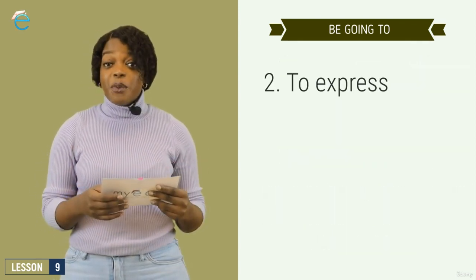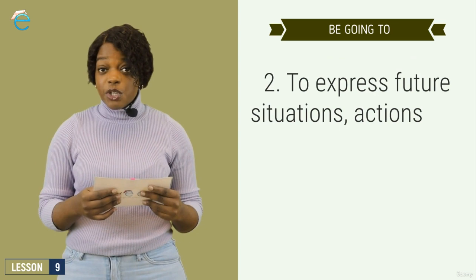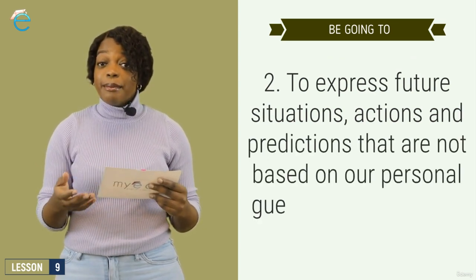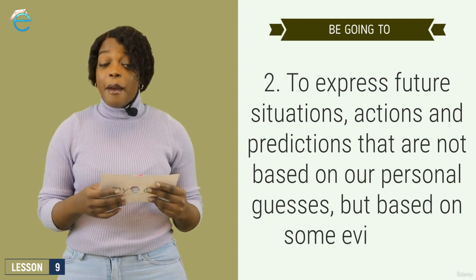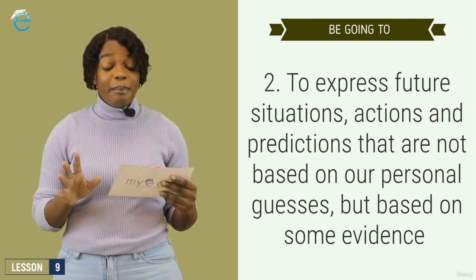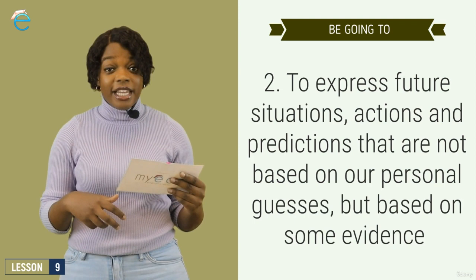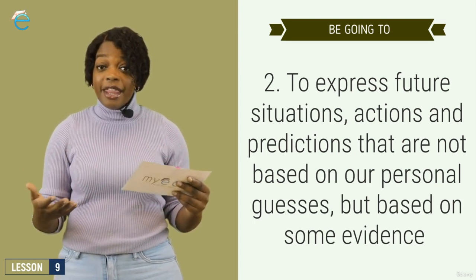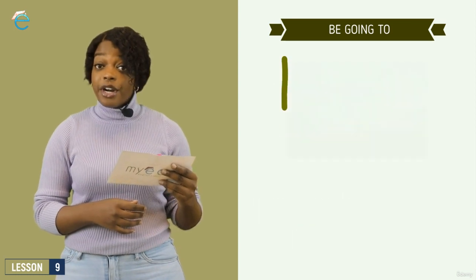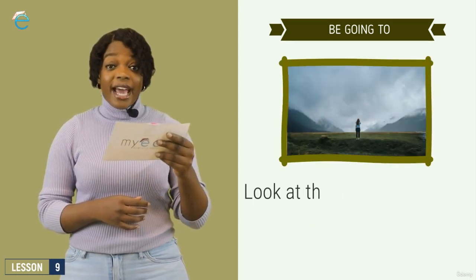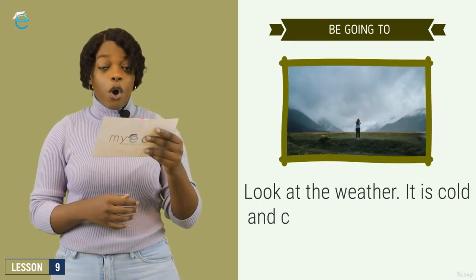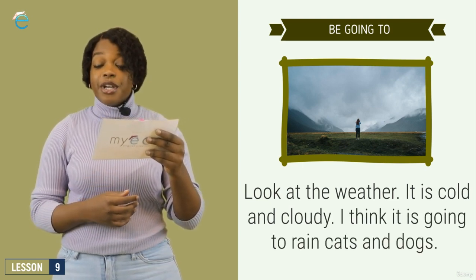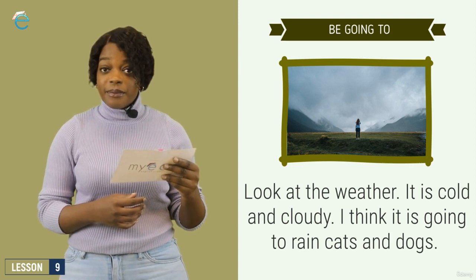The second situation where we use be going to is to make predictions or assumptions about the future, but they are not based on our personal opinions or feelings. They are based on some other information. For example, look at the weather. It is cold and cloudy. I think it is going to rain cats and dogs.